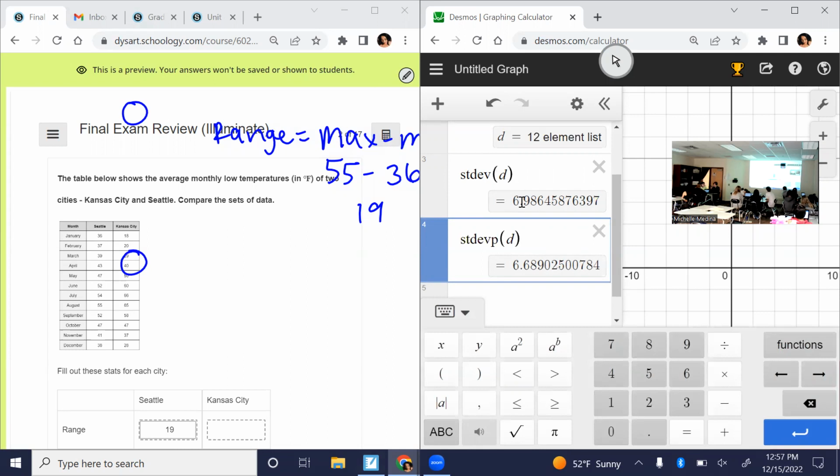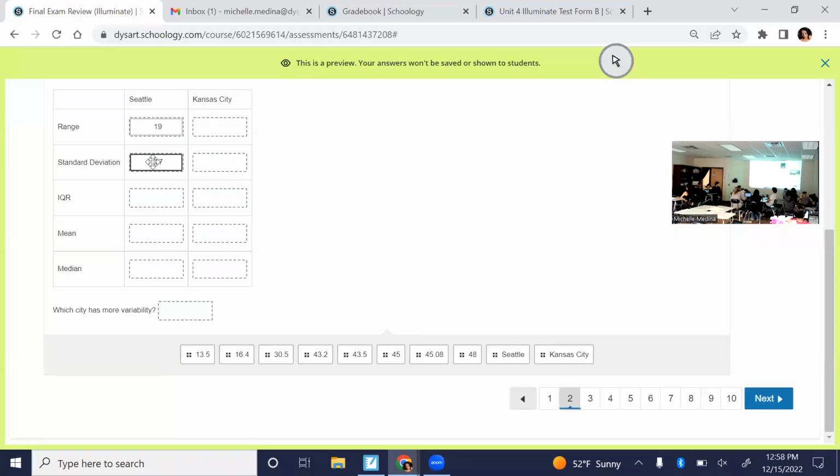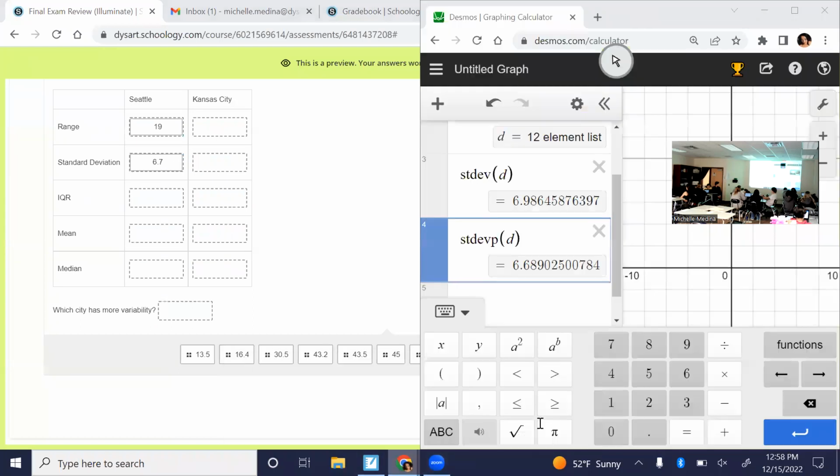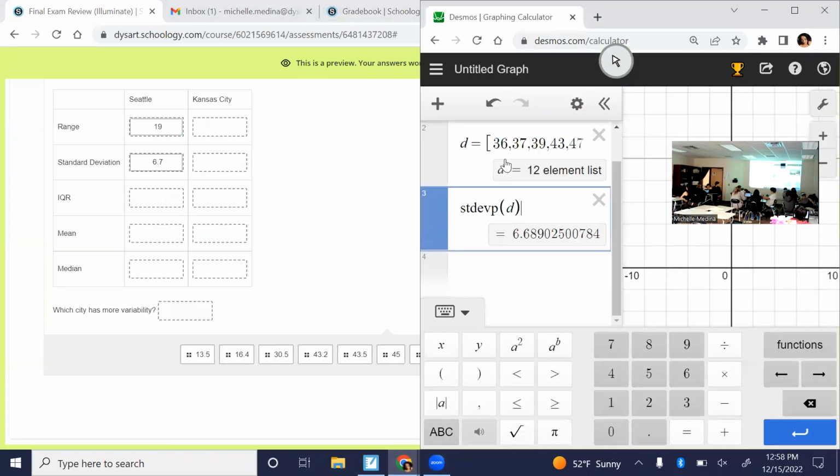Did someone already do this one and get the answer to it? And get it right? Okay, so I'll check right now. Let me pause this. Standard deviation was 6.7 according to our graphing calculator. So use the standard deviation P, that one.